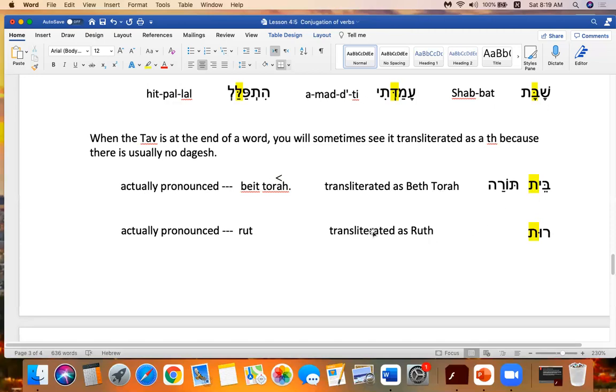The same thing with Ruth. Ruth is really her name, but there's no dagesh, so we transliterate it as Ruth with a T-H. There are other names in the Bible that we do the same thing with.